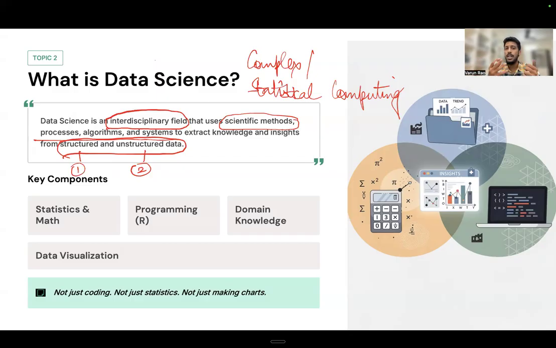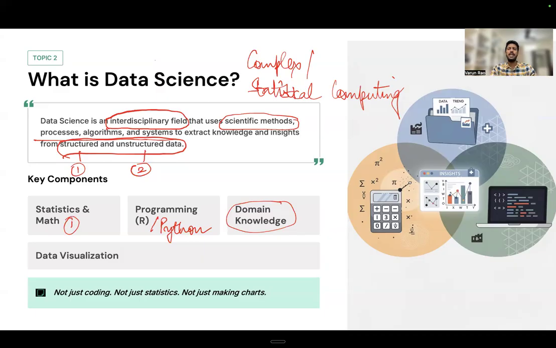extraction. Now, what are the key components that get involved when you're working on data science? The first one, obviously, is statistics and mathematics. You have programming. In this specific programming, we are learning R, but otherwise you have Python also, which is a very important programming language. Then domain knowledge, I think this is very important.